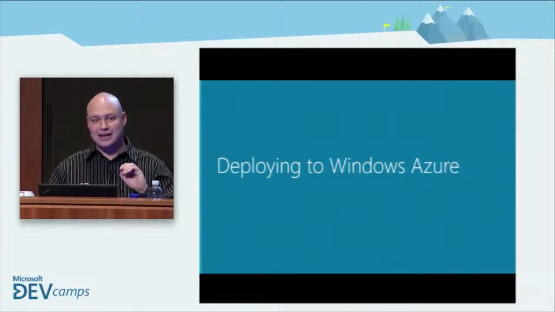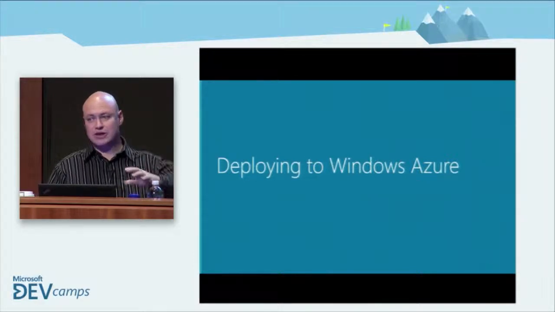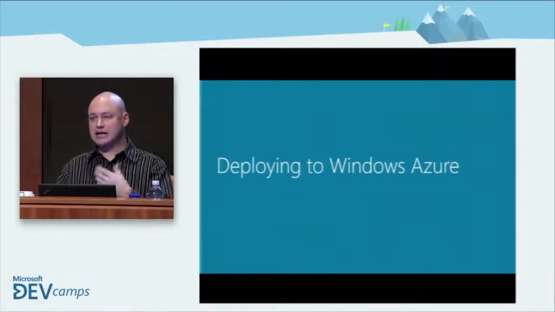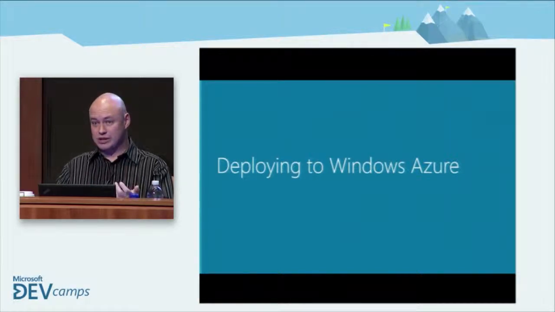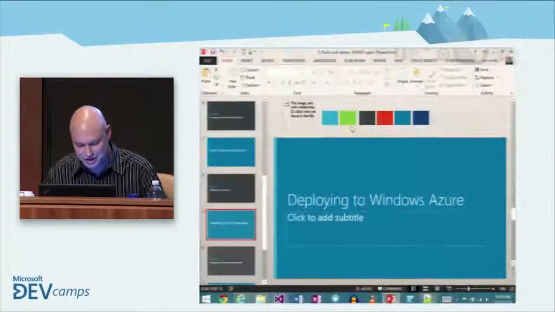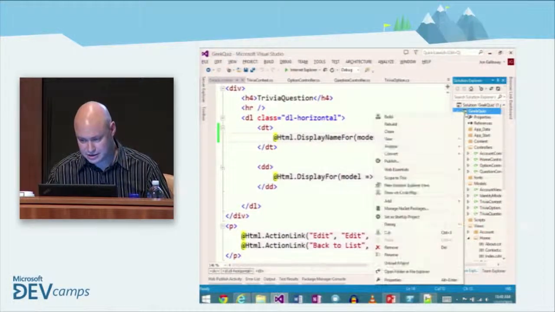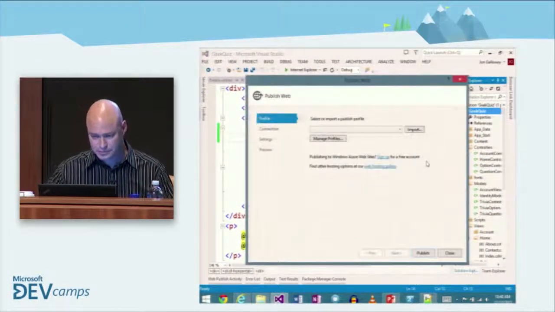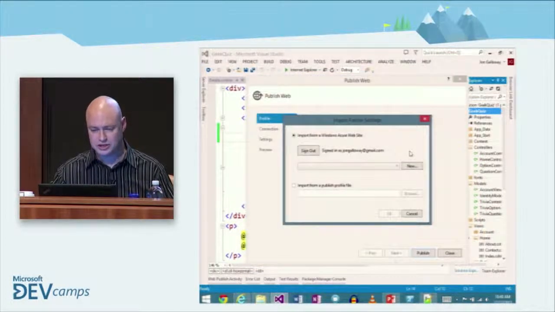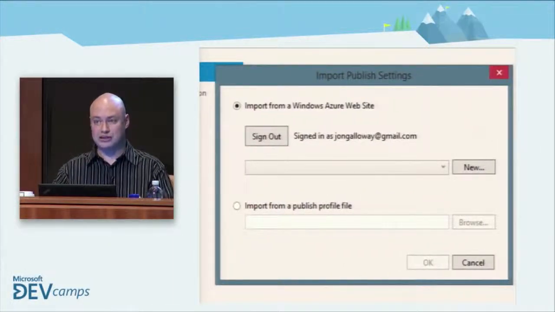But what I'm showing you is web deploy, and this works for deploying to IIS. So if you're deploying to an IIS server, get familiar with web deploy because it's really cool. It's a great way to manage your deployments. FTP deployment is awful and terrible, and I never want to do it again. So I'm going to right-click on Geek Quiz and say Publish. Now I can say Import, and this is a new feature here. This is associated with my Windows Azure account.